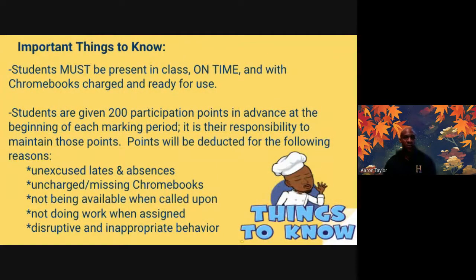Important things to know: students must be present in class on time and with Chromebooks charged and ready for use. In my class, I give students 200 participation points at the beginning of the marking period. So in advance of the marking period, they have their 200 out of 200 already. It is their responsibility to maintain those points.